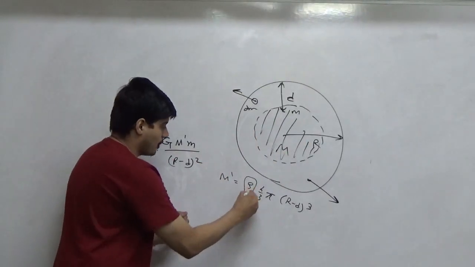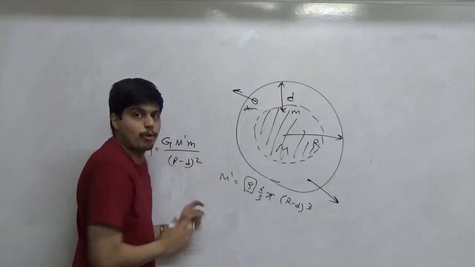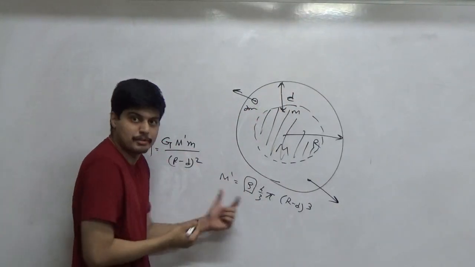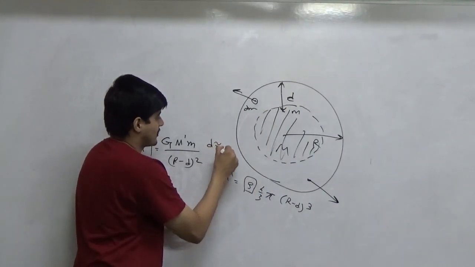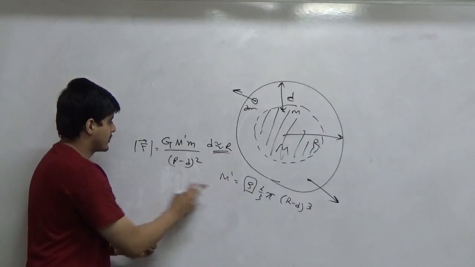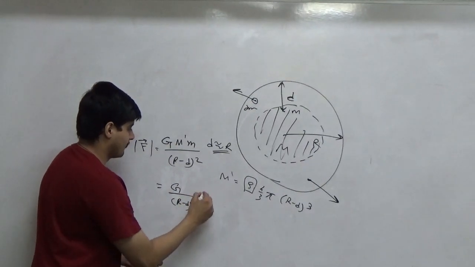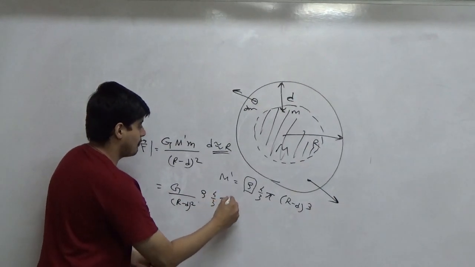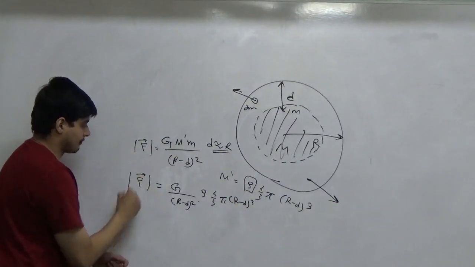Rho is assumed to be constant across the Earth, that is a reasonable assumption for small depth and can always be used. Only the problem will be if depth becomes very similar to the radius of Earth, then this assumption falls apart. Having done this, let's substitute to get G upon (R minus d) whole square, rho 4 by 3 pi (R minus d) cube. So this is the force.